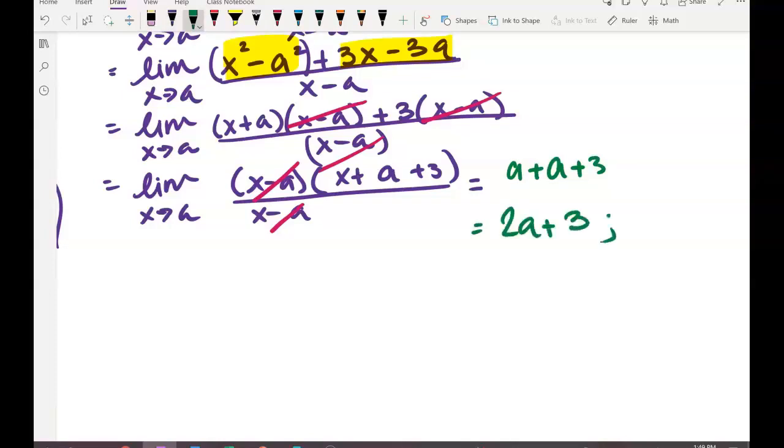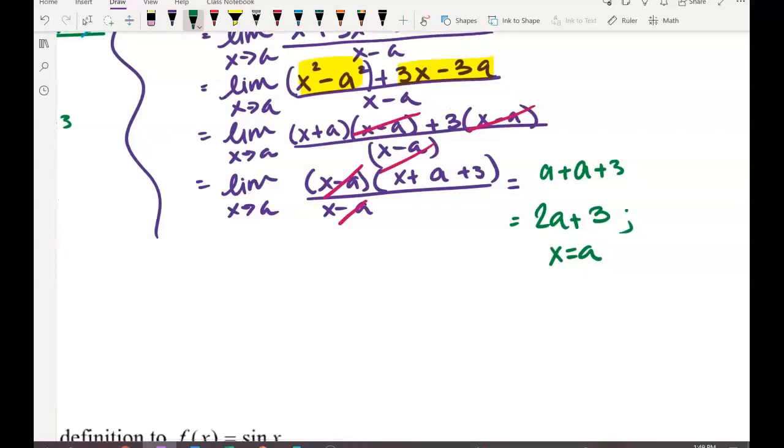Now this is when we have x equals a, okay? So the derivative, so f prime of x is 2a plus 3.